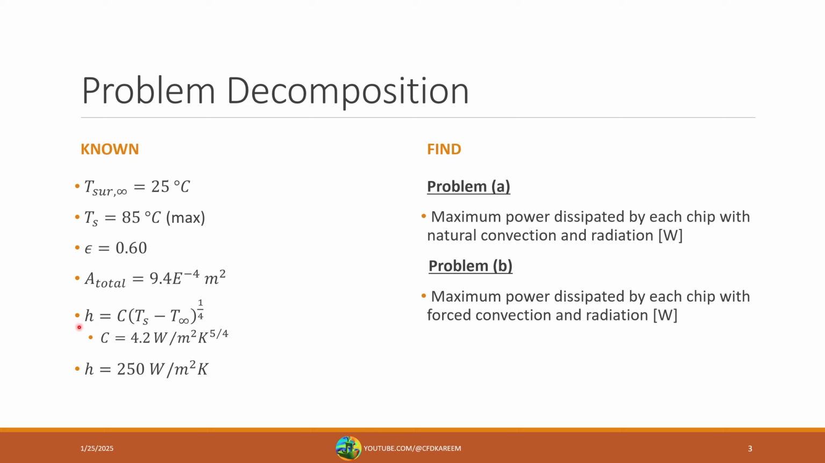Our heat transfer coefficient for natural convection is given to us in an equation with a constant, which is provided. And for forced convection, we're given a heat transfer coefficient of 250 watts per meter squared Kelvin. What we want to find for problem A is the maximum power dissipated by each chip with natural convection and radiation, in units of watts. For problem B, we add forced convection, and again want to know the maximum power that we can dissipate from each chip with the forced convection and radiation. We're going to start by solving these by hand, and then we'll use those values to compare to the CFD simulation.